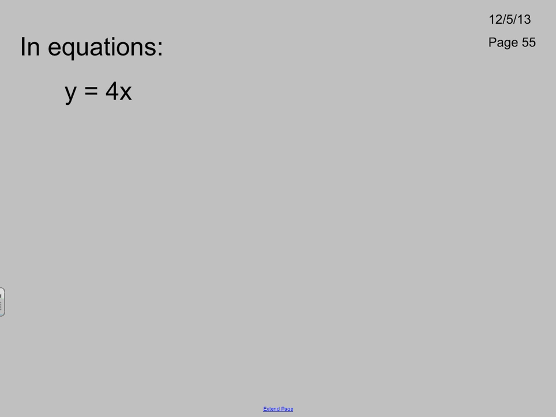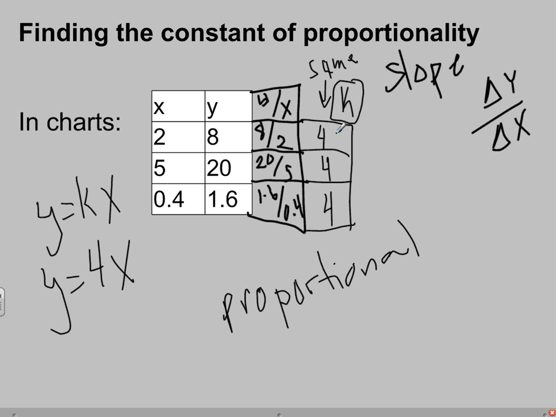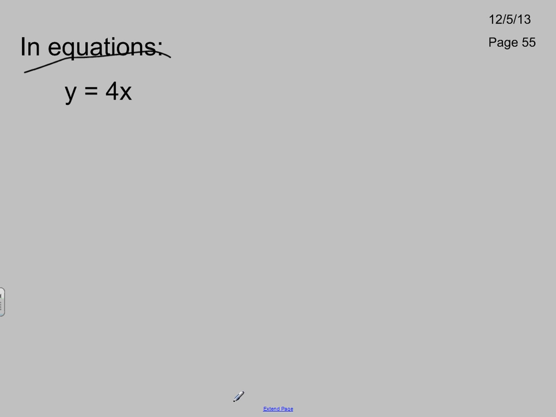Now let's look at how we can find it in equations. Based on what we just said, how you can find the constant of proportionality and then plug it into your equation, this should be pretty easy. The constant of proportionality of this equation is simply 4. It's the number that is multiplying by x. That's it. Make sure you do this on a new page. It should be page 55 on December 5th, 2013.